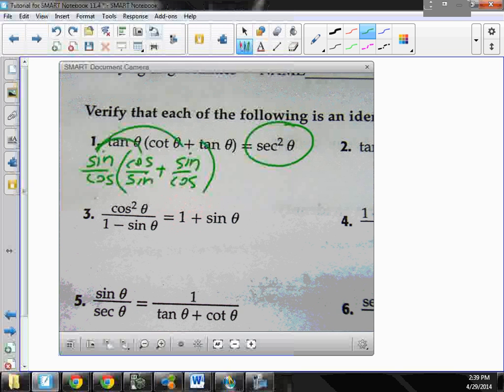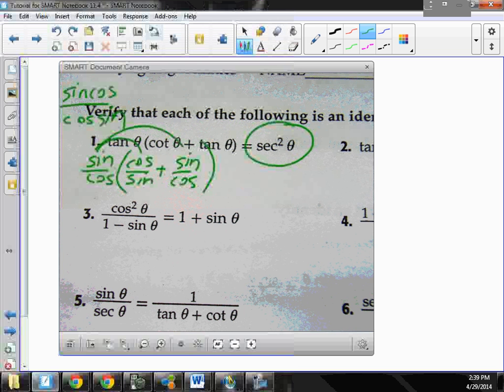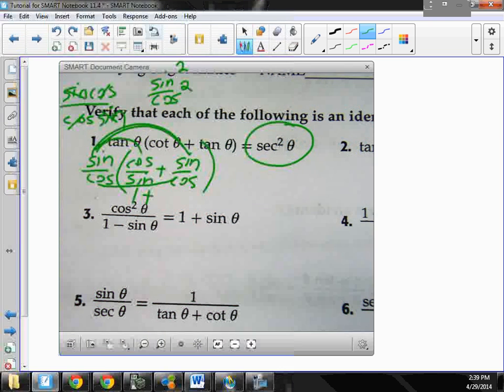So the left one is sine cosine over cosine sine. What do you notice about that? It cancels to be 1. So this is 1 plus, what is sine times sine over cosine times cosine? Sine squared over cosine squared, also known as tangent squared.